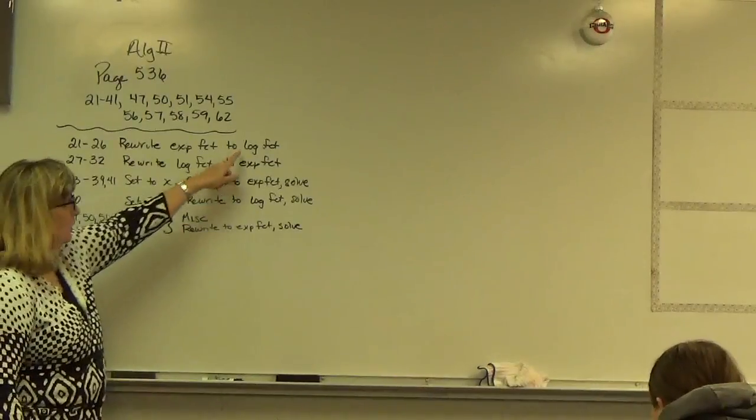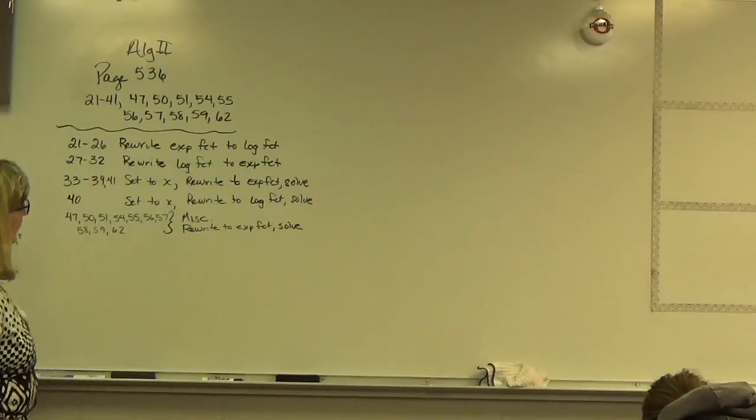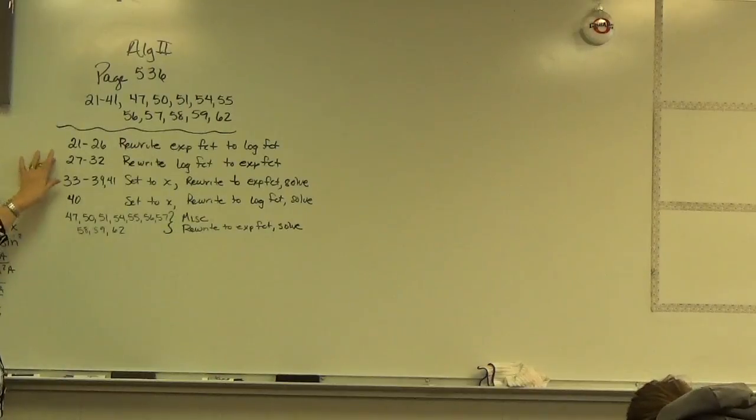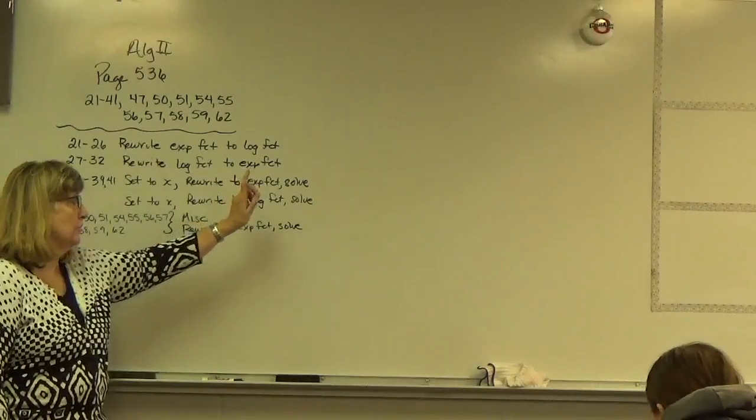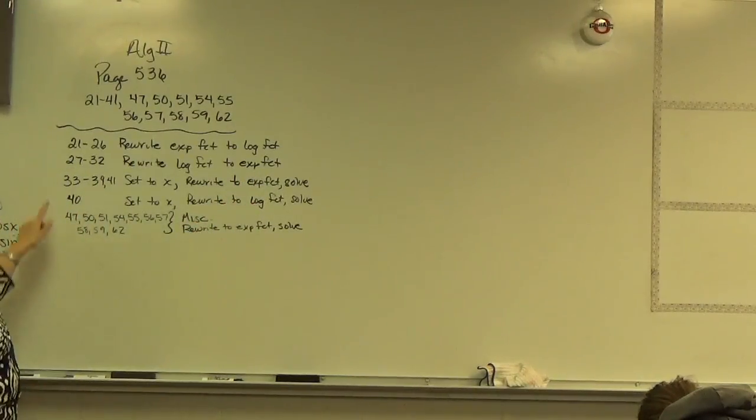Exponential, log for logarithmic, and FCT is function. For 27 to 32, you're going to rewrite log functions to exponential functions. Then 33 through 39 and 41, you're going to set it to x, then rewrite to an exponential function and solve. For 40, you're going to set it to x.